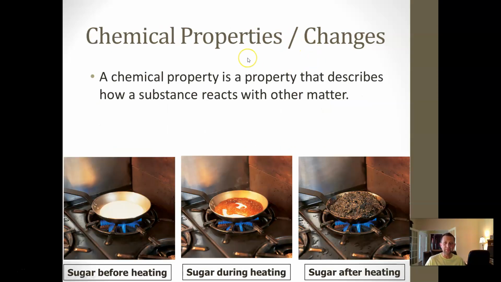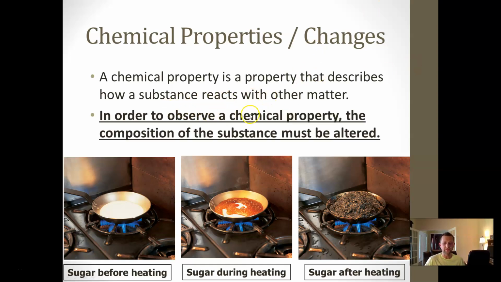Okay, a chemical property kind of goes along with chemical change here. A chemical property is a property that describes how a substance reacts with other matter. So we can safely say that if you light something on fire, then the formula of that substance is going to change, right? So we can say flammability is a chemical property. And then once something is lit on fire and the reaction concludes, then we can say that that matter has gone through a chemical change, all right?